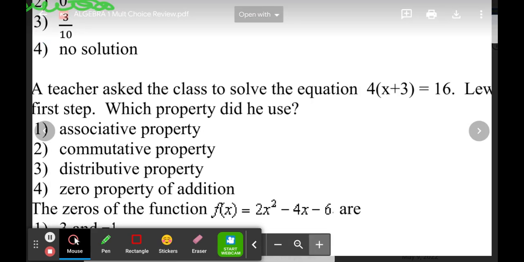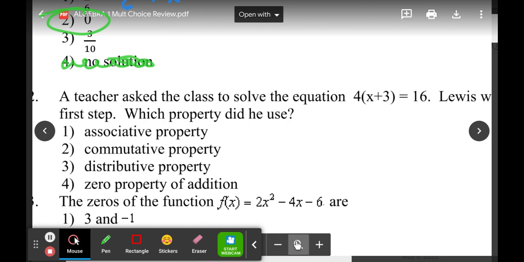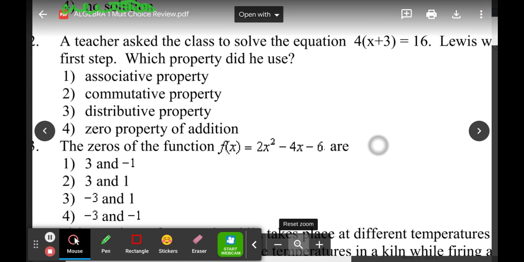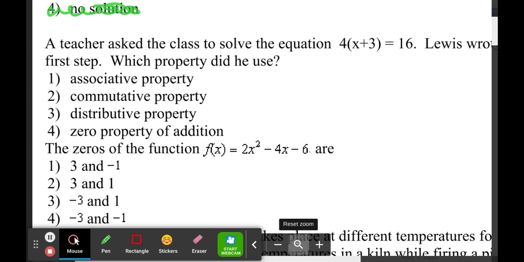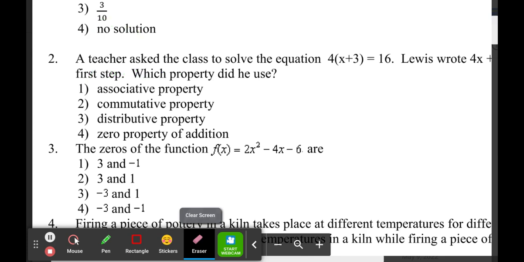This one, oops, let me zoom out a little bit. This one, the formatting is a little funky because 2 problems ran in together. Talking to myself in front of everyone.